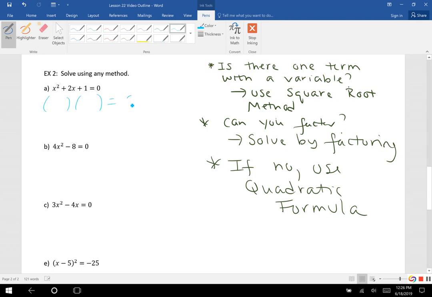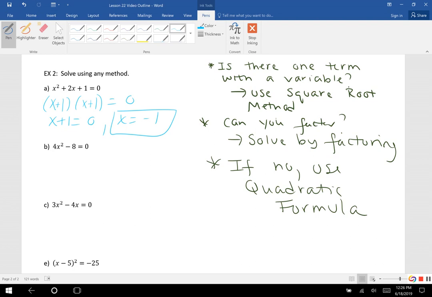It would be an x and an x. Product of 1 is 1 and 1. If they're both plus signs, that does add up to 2. So if x plus 1 is 0, x equals negative 1. And we don't have to write that down twice. The two factors are the same, so they give us the same solution.